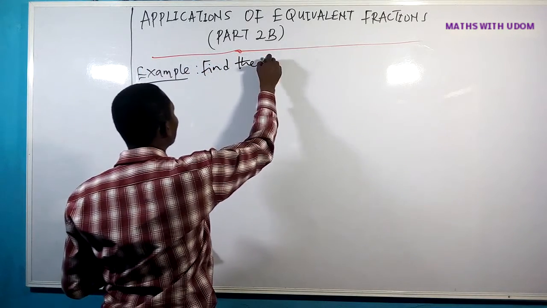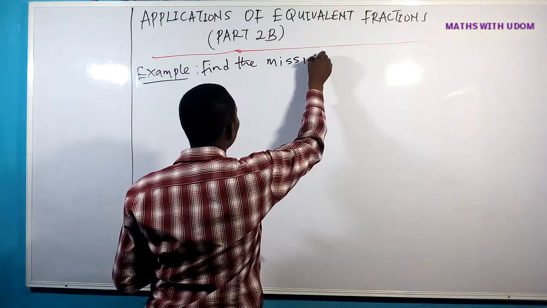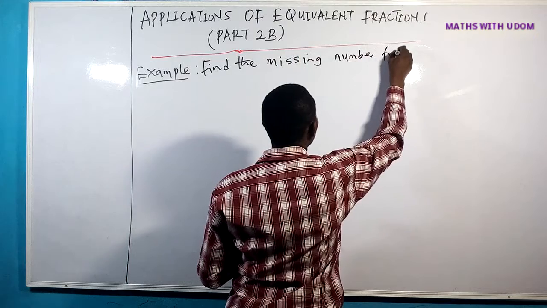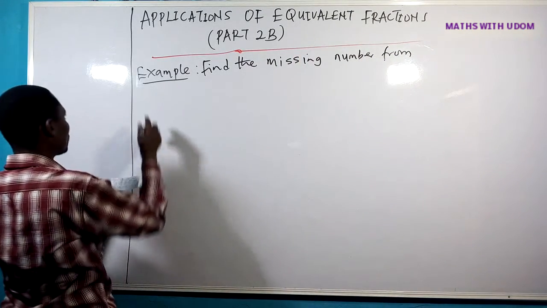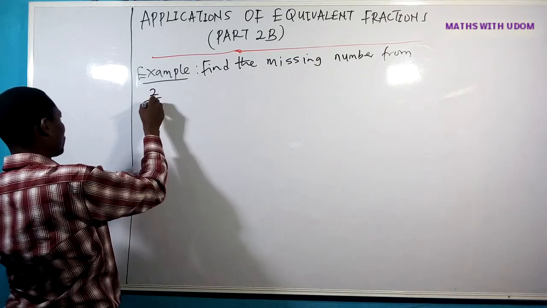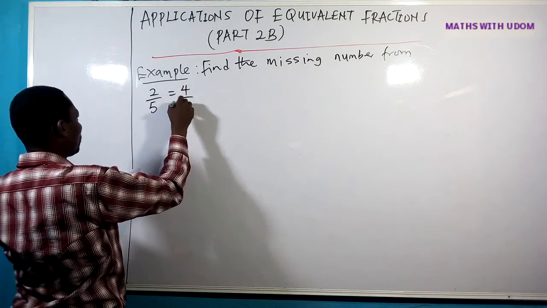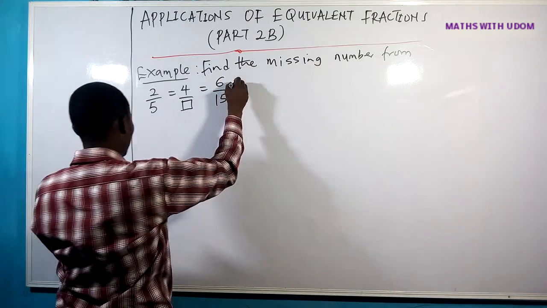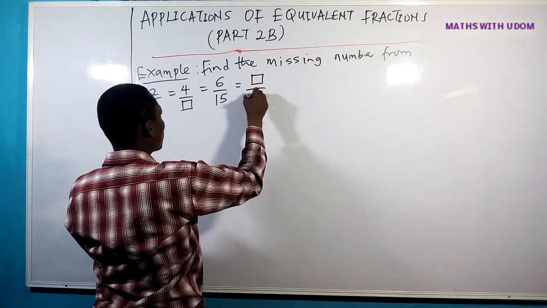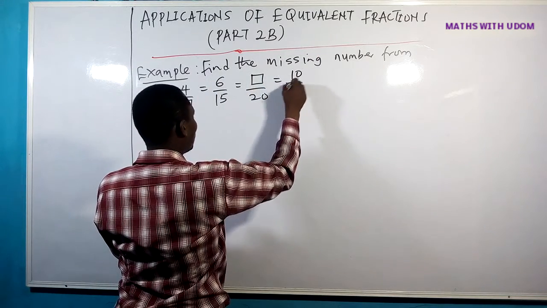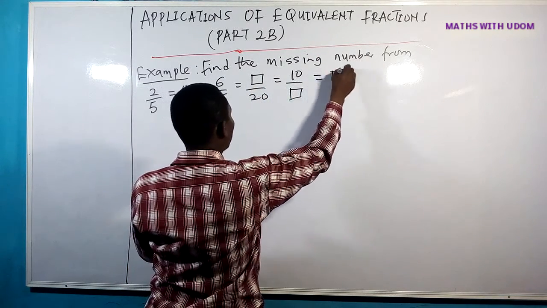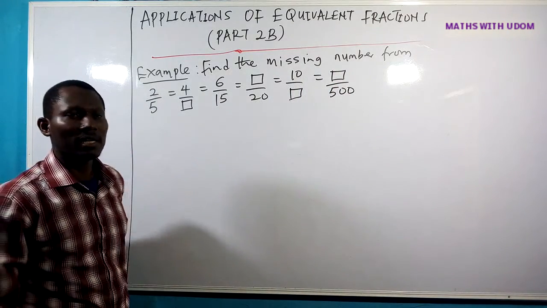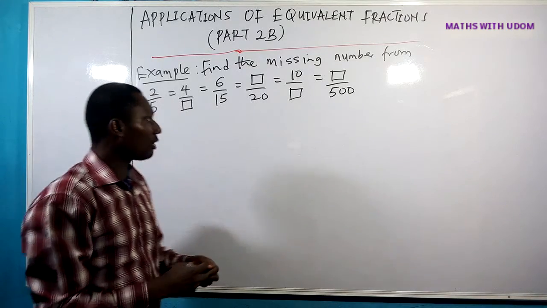Find the what? The missing numbers from what? 2/5, 5/box, 6/15, box/20, 10/box, and then box over 500. That is our example. So how do we solve this?